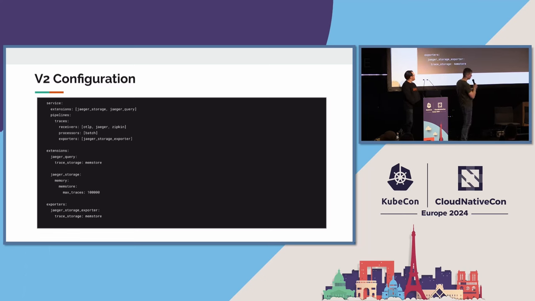Hopefully it's big enough. So this is what I mentioned. I think the most important part here is the extensions. There are two of them: the Jaeger storage extension and the Jaeger query extension. In the storage extension, you define which storage backend you want to use. In this case, it's in memory. And then you wire the storage with the query extension. So in the query extension, I specify the memstore, and the configuration for the memstore is in the storage extension. And then in the exporter, I again reference the Jaeger storage extension.